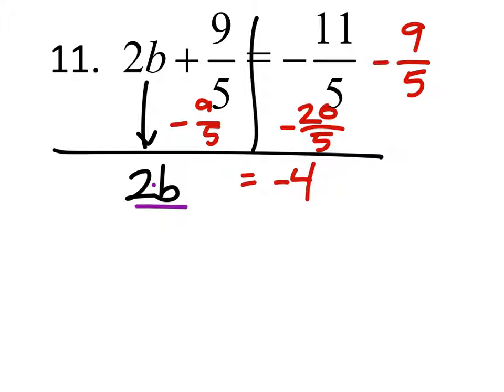2 times b. Again, this is an inverse operation thing too, which gives us the 1b. Right? The 2's cancel out. It was multiplication. We divided. b equals -2.